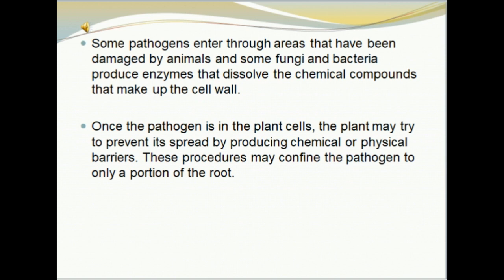Some pathogens enter through areas that have been damaged by animals, and some fungi and bacteria produce enzymes that dissolve the chemical compounds that make up the cell wall. Once the pathogen is in the plant cell, the plant may try to prevent its spread by producing chemical or physical barriers. This procedure may confine the pathogen to only a portion of the roots.